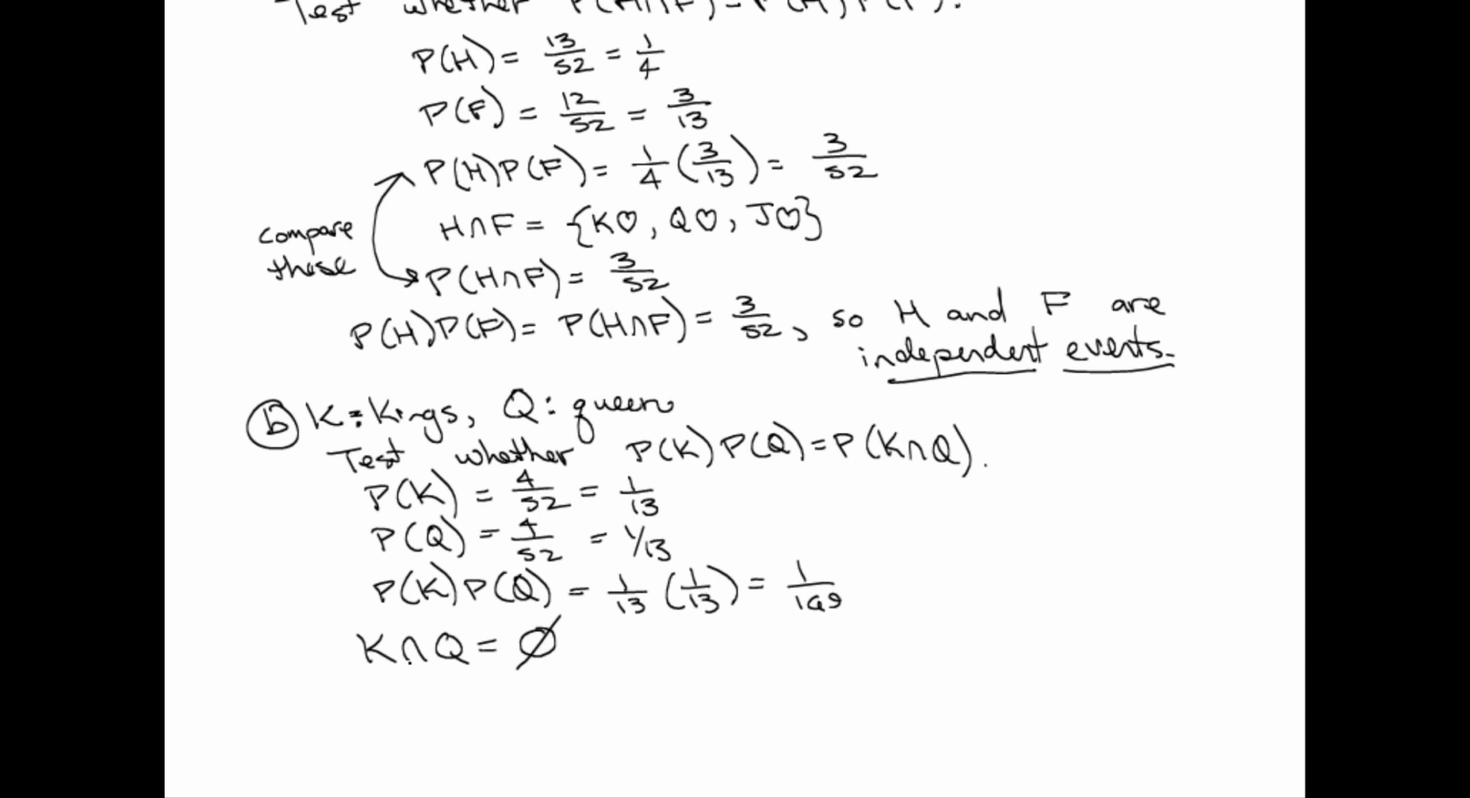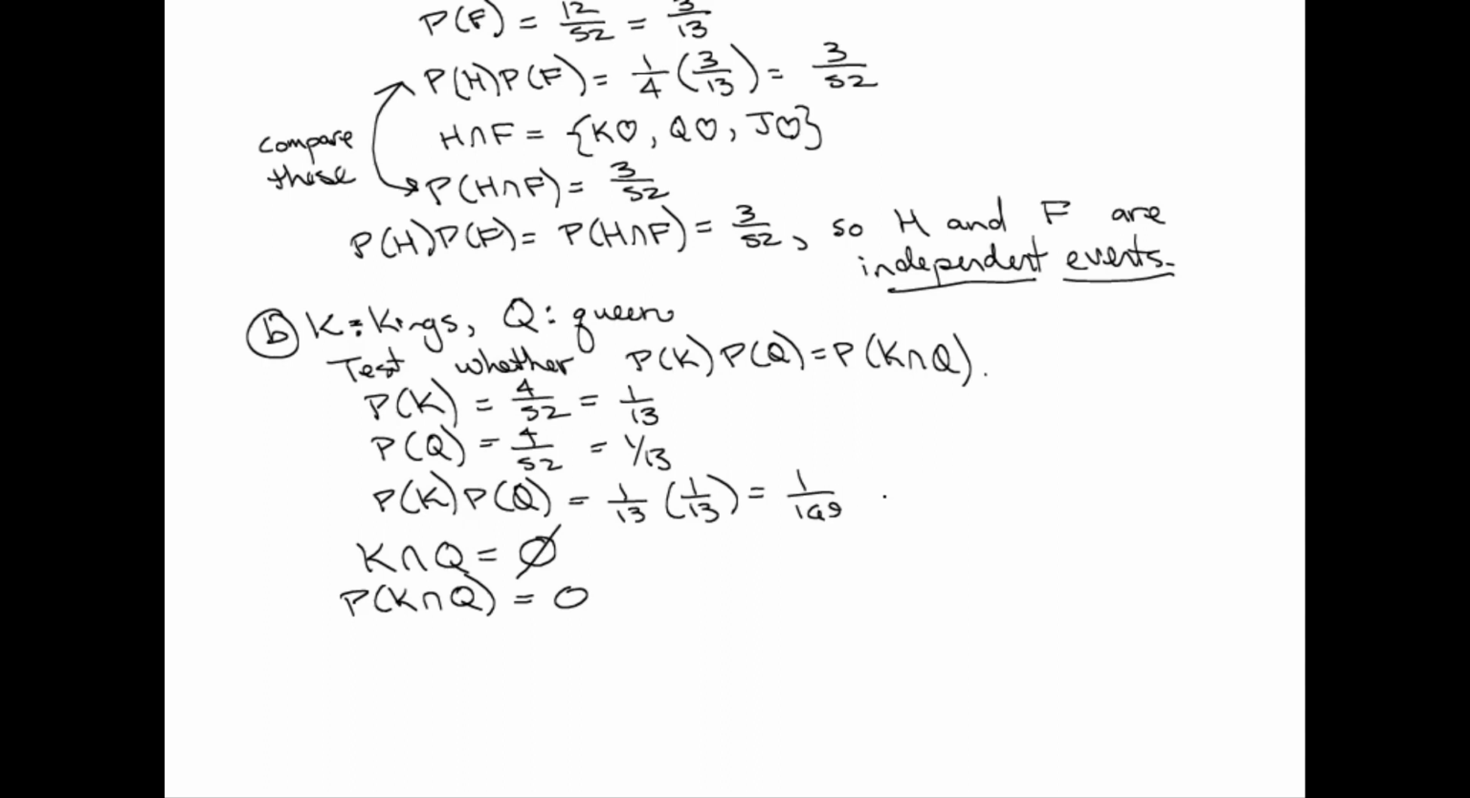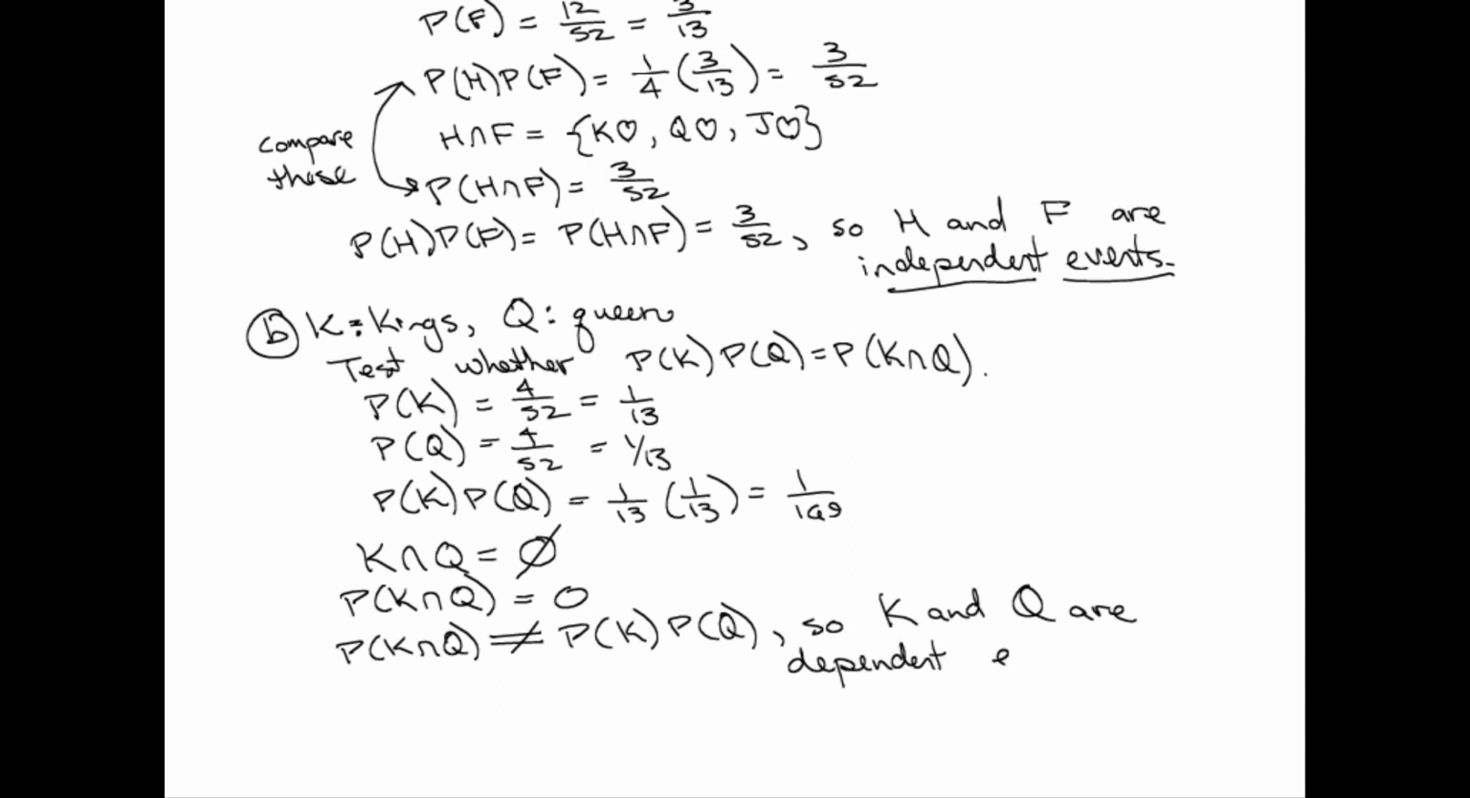Remember that intersection means and. They both have to be true in order for it to be in the intersection. So it's empty. What is the probability of that happening? 0. So is that equal to the 1 over 169? Certainly not. These are definitely not the same. So we call these dependent events. The outcome of one does affect the other.